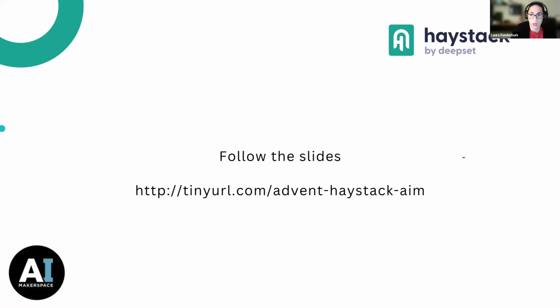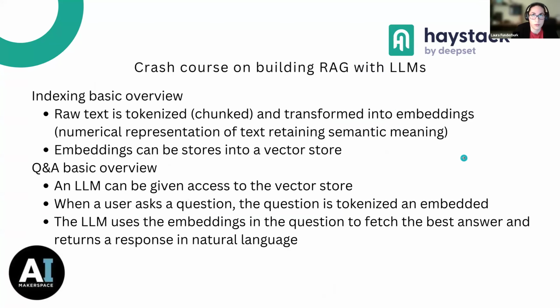Just as a quick crash course on this, when we're building these RAG applications, there's this idea of building indexing pipelines, which is essentially the process of taking raw text and transforming it so that an LLM can consume it. When we're dealing with huge collections of text, either PDFs or web pages or markdown files, typically we have to go through the process of chunking it and transforming it into embeddings. This is typically a numerical representation that retains some of the semantic meaning. And then we can go ahead and put them into a vector store. Popular ones include Pinecone or Qdrant or Milvus.